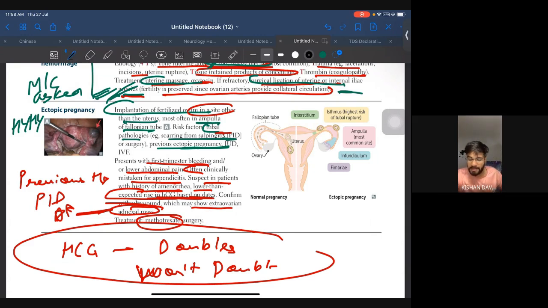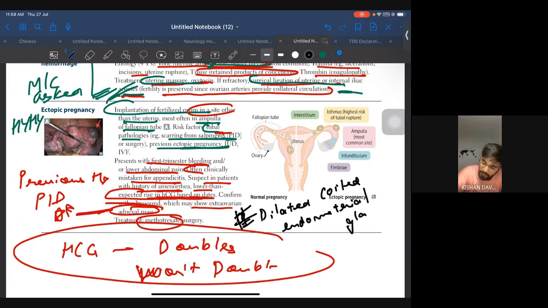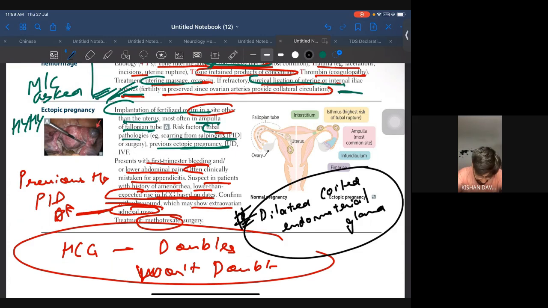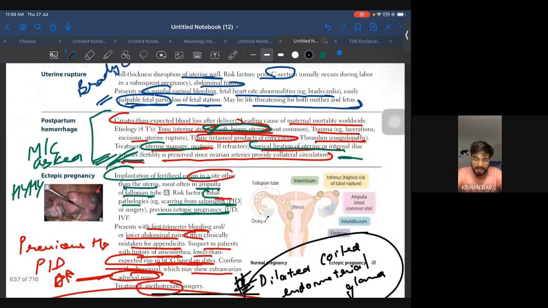Another important point that they have not given here: they might ask you how the endometrial gland will appear. So you will say dilated, coiled endometrial gland. This line has been taken from UWorld, so it's very important. Okay, that's all about ectopic pregnancy.